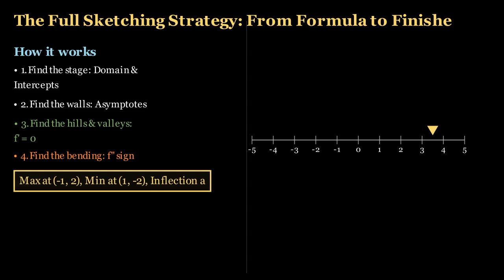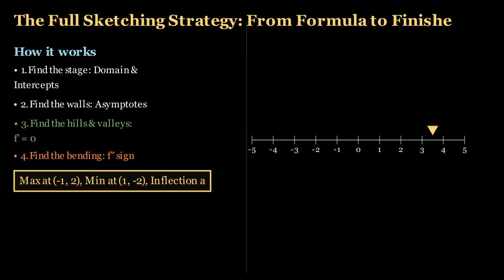Let's put it all together and sketch our function. We draw our axes. We plot the intercepts, the origin, and at about 1.7 and negative 1.7 on the x-axis. We plot our critical points, the local maximum at negative 1, 2, since f of negative 1 is negative 1 plus 3, which is 2, and the local minimum at 1, negative 2. We mark our inflection point at the origin.